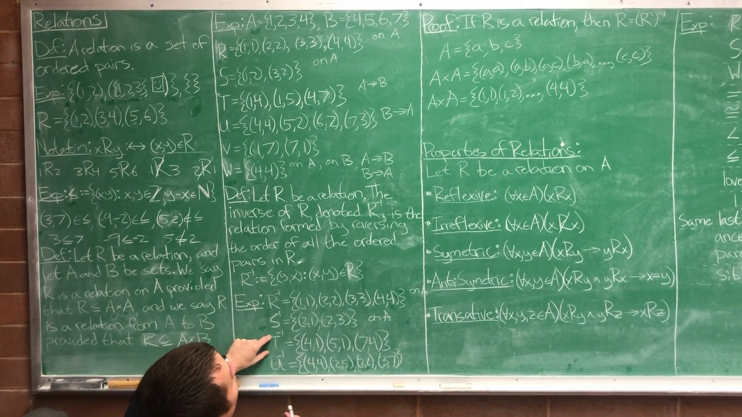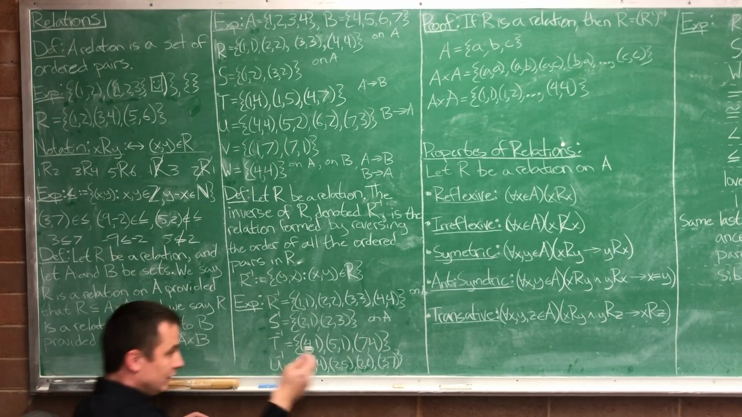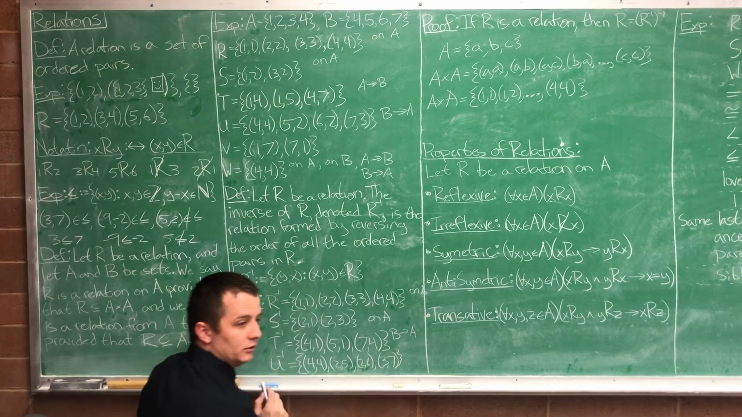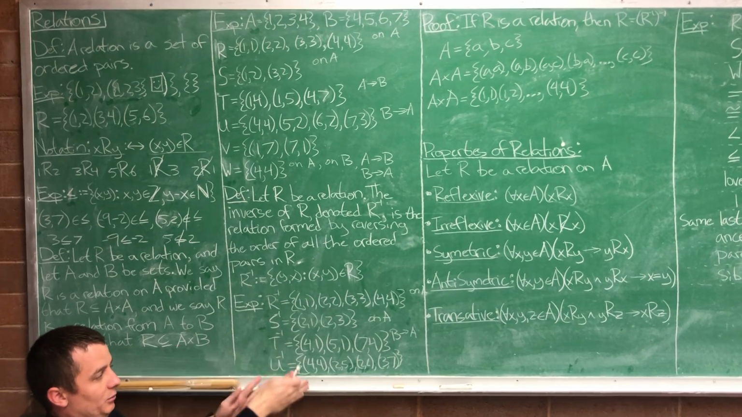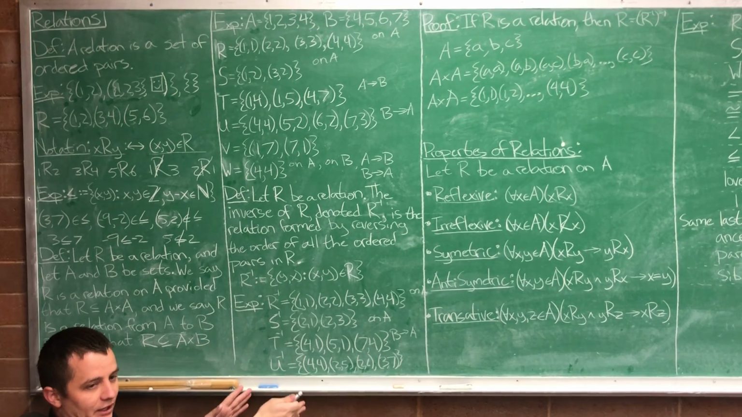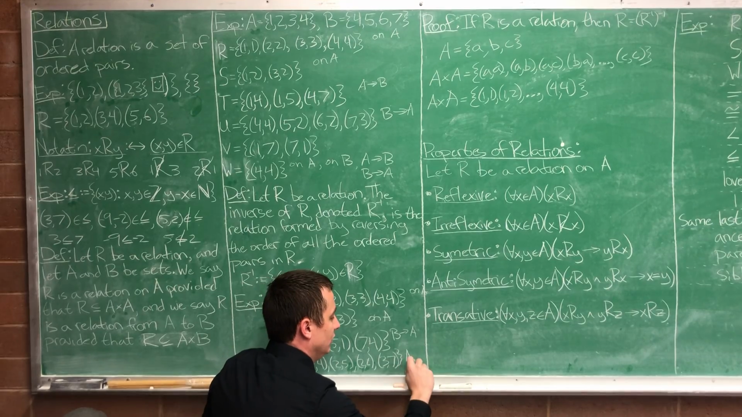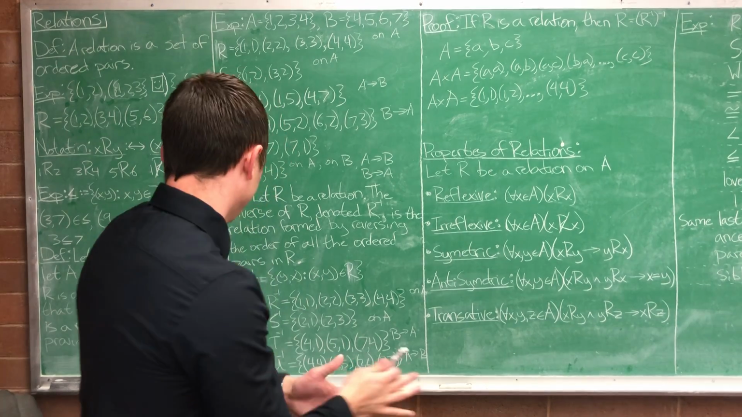T, that was a relation from A to B. When we take its inverse, what type of relation do we have now? Now it's from B to A, because we flipped the order. Instead of mapping elements of A to elements of B, now we're mapping elements of B to elements of A. And finally, U inverse, what is it? This is now a relation from A to B. Good? Inverse relation. Pretty simple.